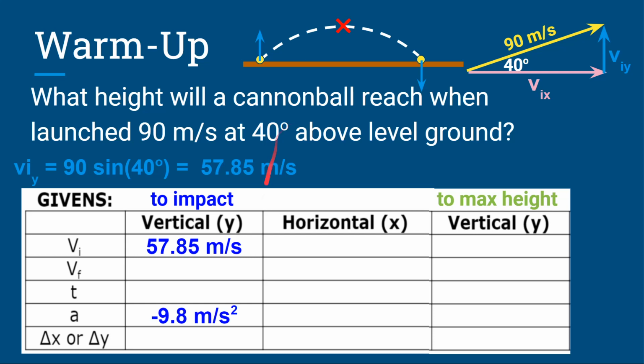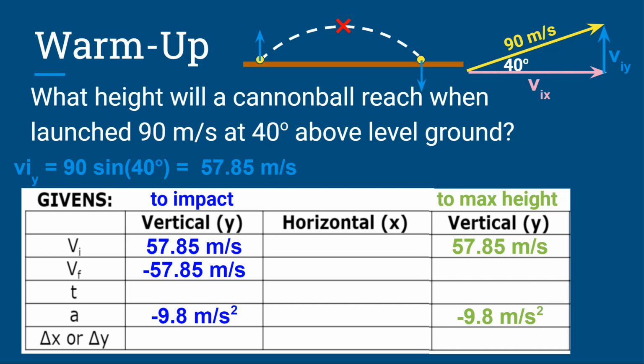I know also, if I start filling in my vertical data, I know that my vertical acceleration will be due to gravity, negative 9.8 meters per second squared. And I know that that initial velocity and that acceleration are true regardless if I'm talking about the whole trajectory or if I'm just talking about the first half of it. It's still launched at that speed and it still has that acceleration. So I have filled those numbers into both of those vertical columns that I made.